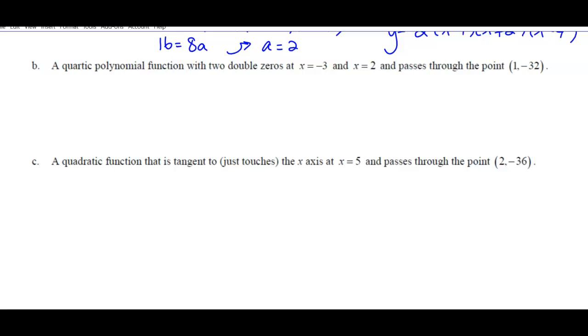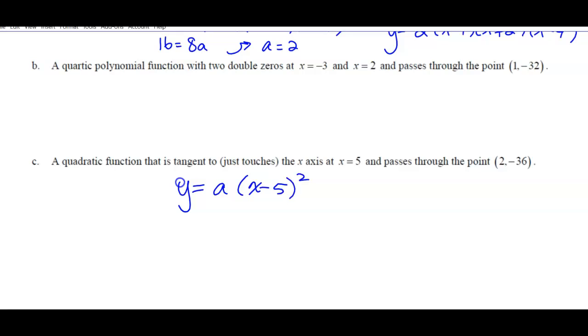So, quadratic function that is tangent or just touches the x-axis. Okay, it's U-shaped there. That means it has a multiplicity that's even. Not necessarily 2, but we're going with lowest degree. So just touches the x-axis. So we need an A in front. (x - 5) squared.